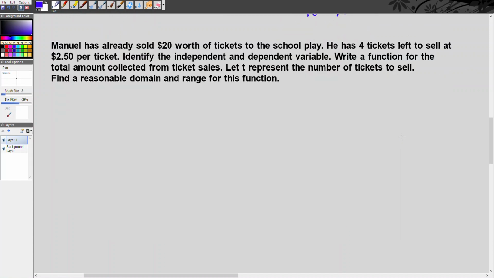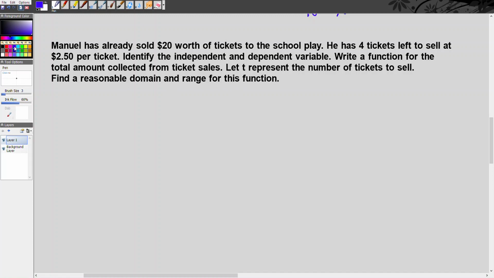All right, 2 more examples. Word problem, your favorite things, right? So it says here, Manuel has already sold $20 worth of tickets to the school play. He has 4 tickets left to sell at $2.50 per ticket. Identify the independent and dependent variable. Write a function for the total amount collected from ticket sales. Let T represent the number of tickets to sell. Find a reasonable domain and range for this function.